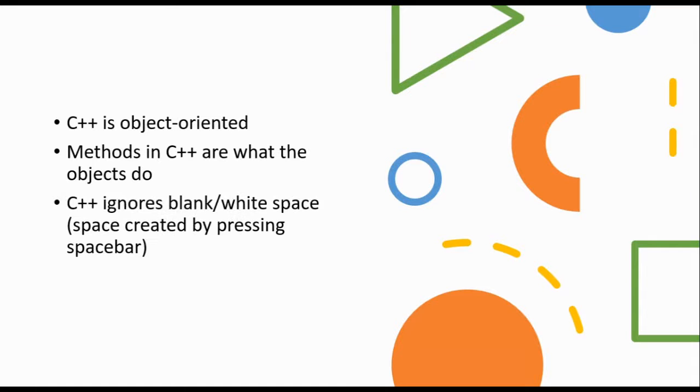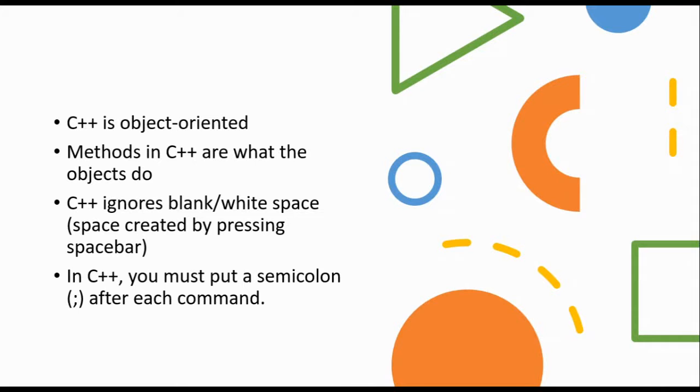Basically, this means that it involves objects interacting with each other. Now, methods in C++ are what the objects do, similar to how actions in real life are what people do. In C++, blank space, also known as white space, is ignored, so usually pressing the spacebar wouldn't change what your code ends up doing. And lastly, in C++, you must put a semicolon after each command for the command to work.